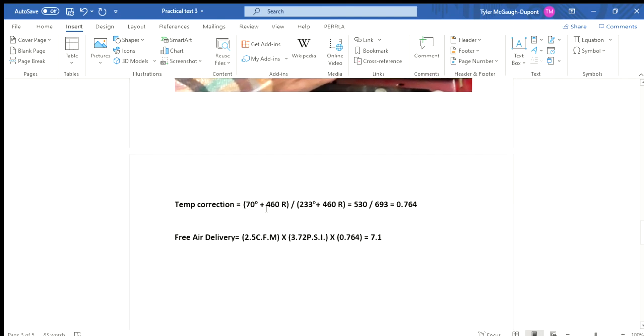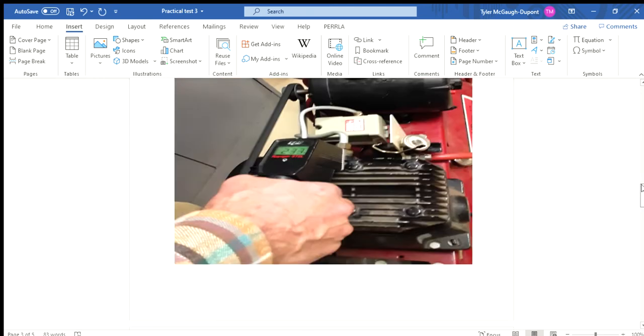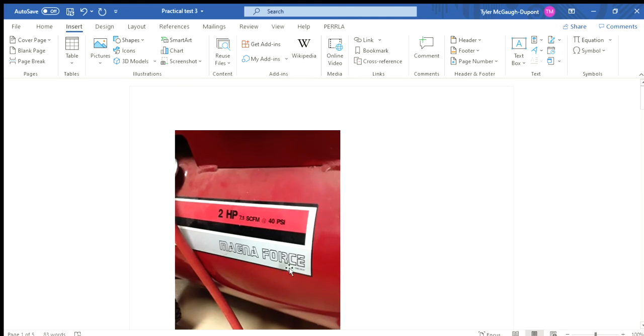So we have 70 plus 460 divided by 233 plus 460, which equals 530 divided by 693, and that works out to 0.764. We plug that in for the temperature correction, and that gives us 2.5 multiplied by 3.72 multiplied by 0.764, which equals 7.1. That is exactly what we were supposed to get.